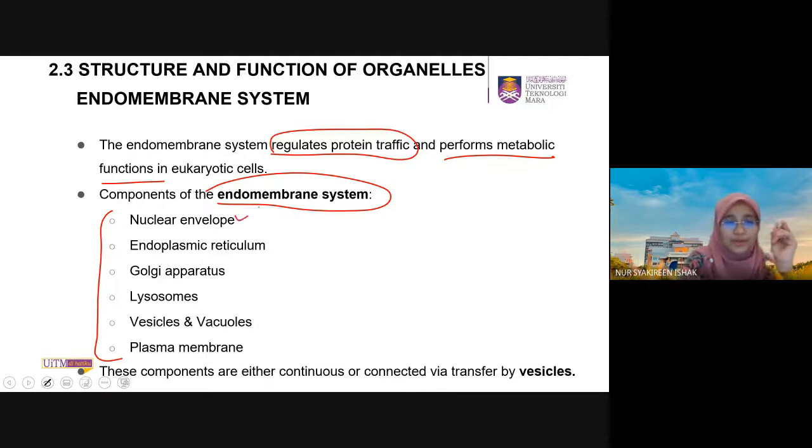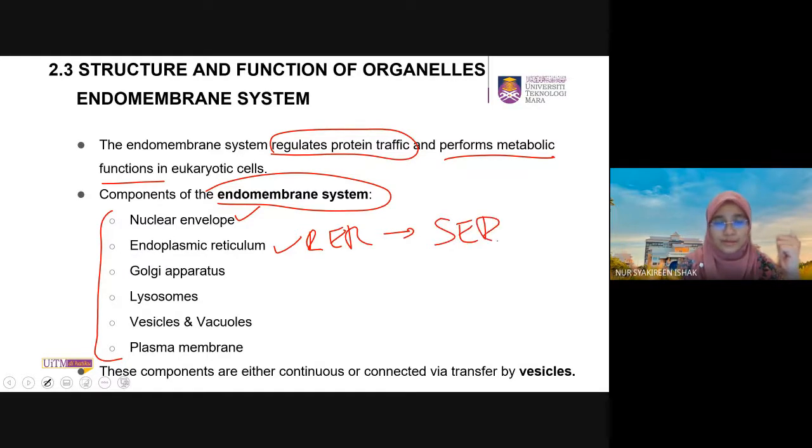So you have the nuclear envelope. The nuclear envelope is directly connected to the membrane of rough ER. The membrane of rough ER is directly connected to the membrane of smooth ER.